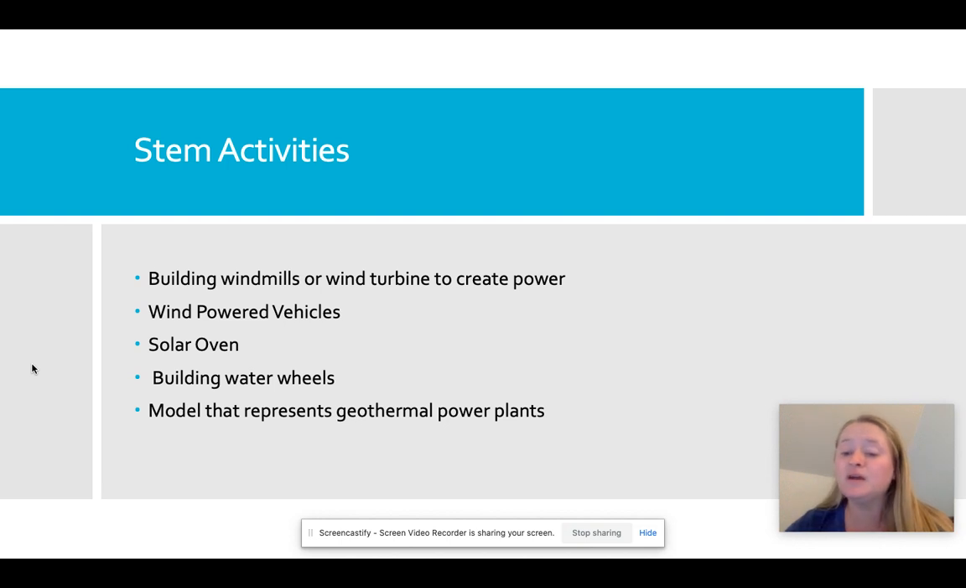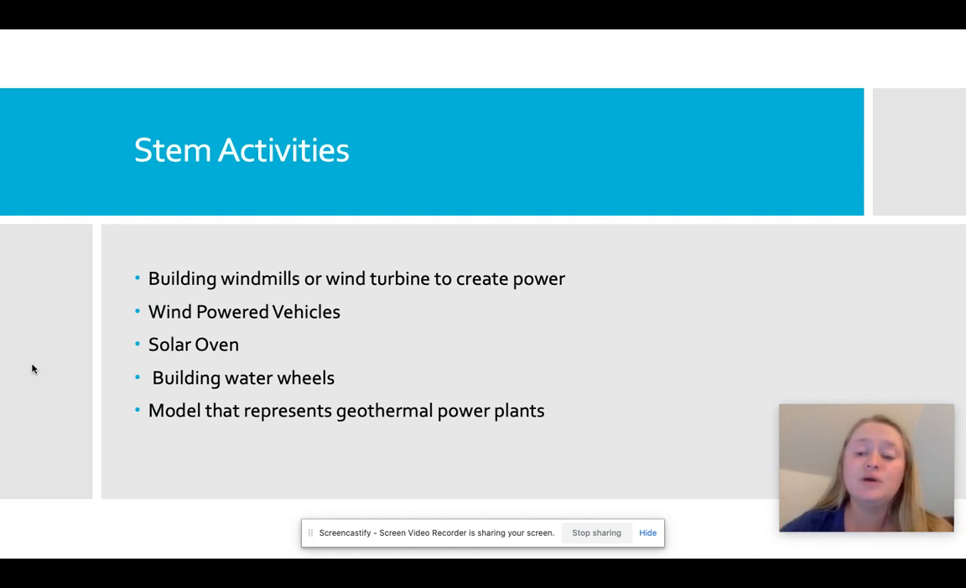You can have wind-powered vehicles, about the same idea as windmills. You can create a solar oven. You can put s'mores in that, make pizza with aluminum foil, and show how that heat caught by the sun can make a tasty treat. You can build water wheels to show how the hydropower process works. You can build a model that represents geothermal power plants with a stove, an aluminum foil, and a can to heat up a can of soup or anything else.